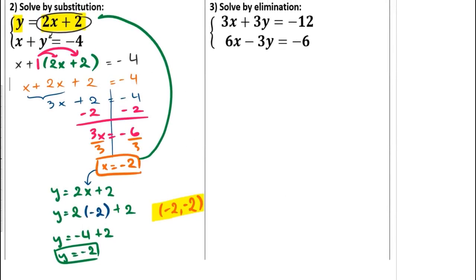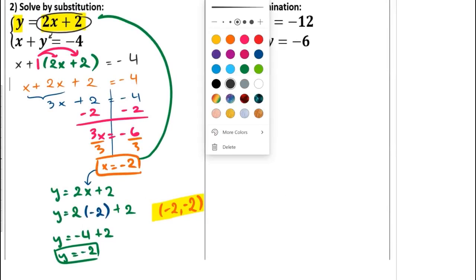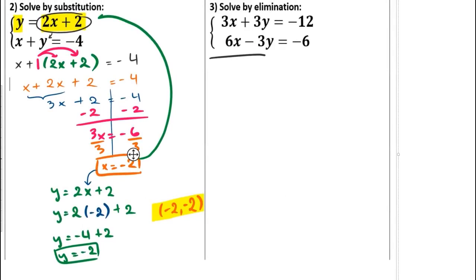Okay, solve the system by elimination method. So if you missed yesterday, elimination method is the Math 1 contents. So basically you add two equations and something will be cancelled out. 3x plus 6x will give you 9x. 3y minus 3y will cancel each other out, equal to negative 12 plus negative 6 is negative 18.